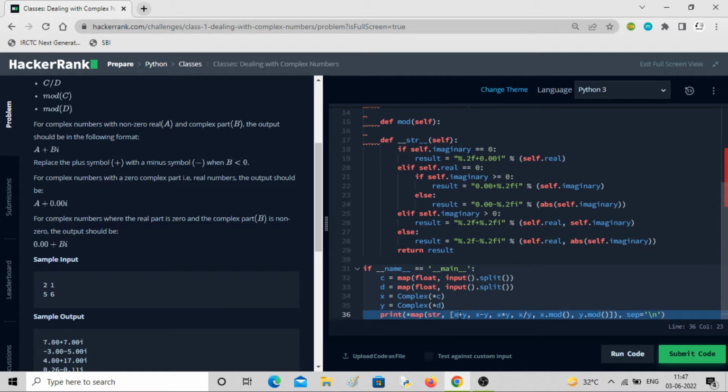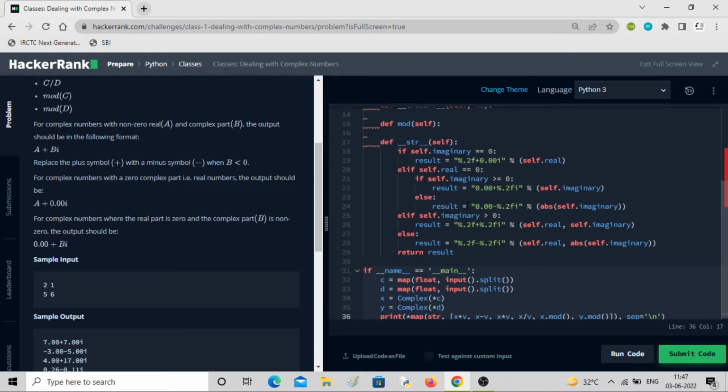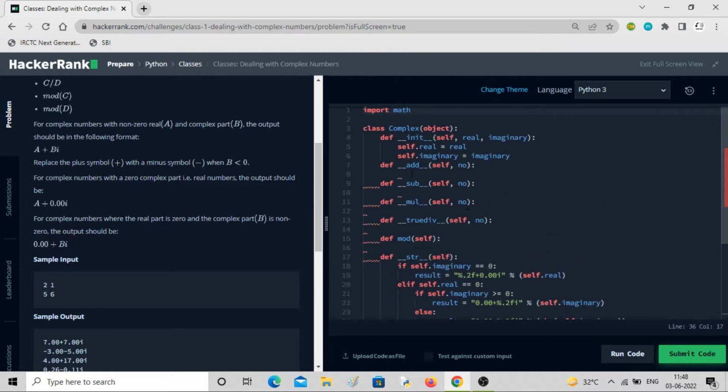So all of this is being taken care of. The str will convert into string. You just have to write these functions, add and all. So let's write it. You have two numbers. If you are performing addition, real will get added to real, and then imaginary will get added to imaginary.